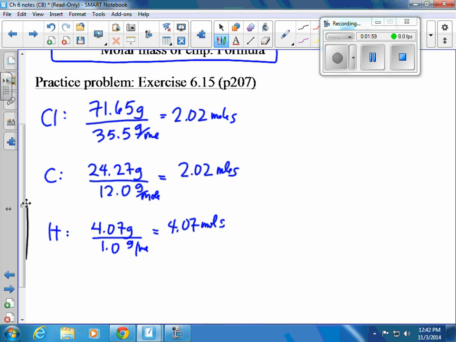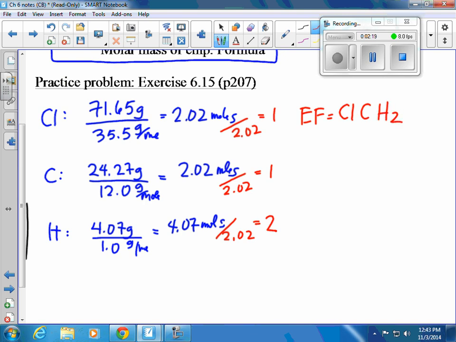Now, if you recall, we need to divide by the lowest number of moles. And so in this case, it's going to be 2.02, which gives us 1. Divide by 2.02, which gives us 1 again. And divide by 2.02, which gives us 2. So I can say that my empirical formula is equal to 1 chlorine, 1 carbon, and 2 hydrogen.